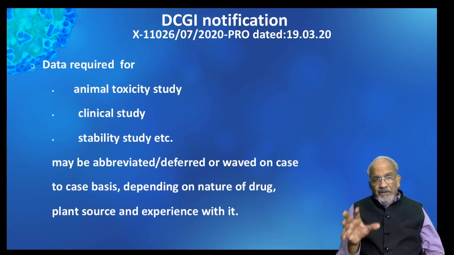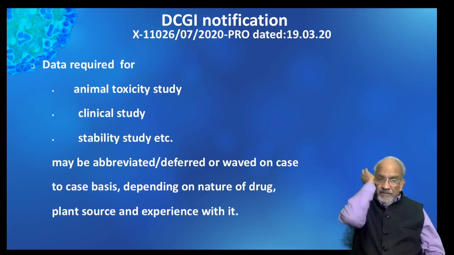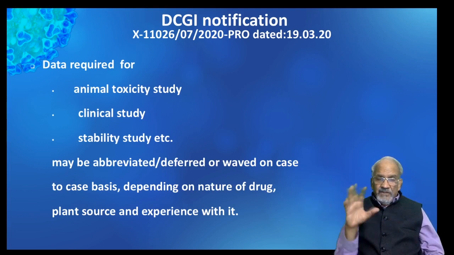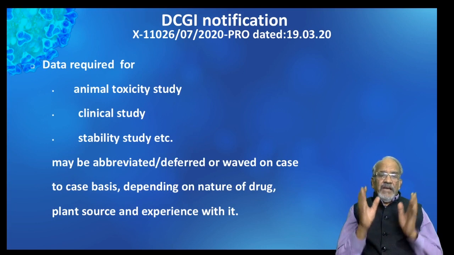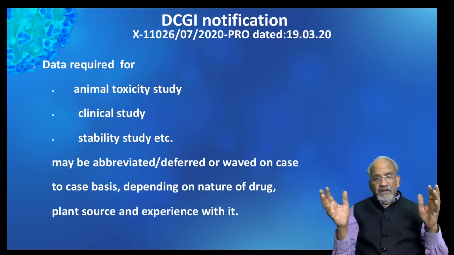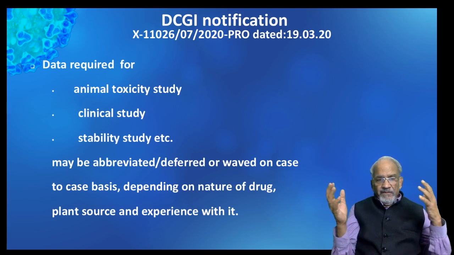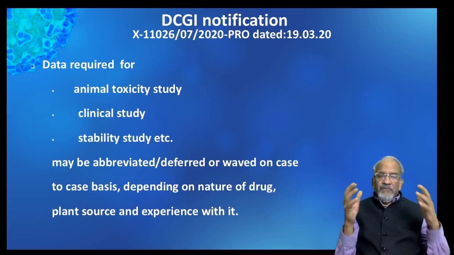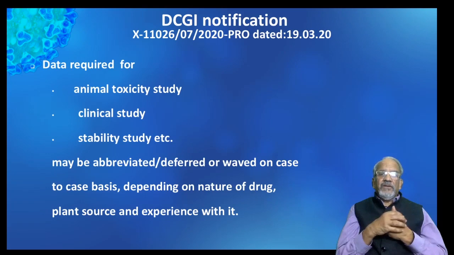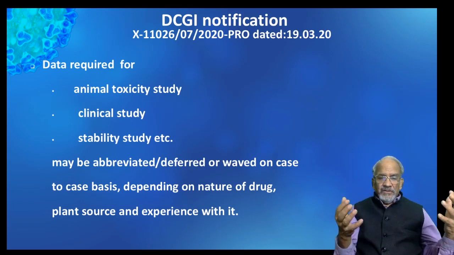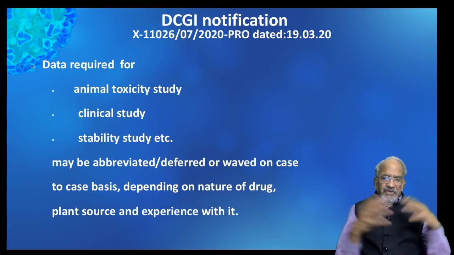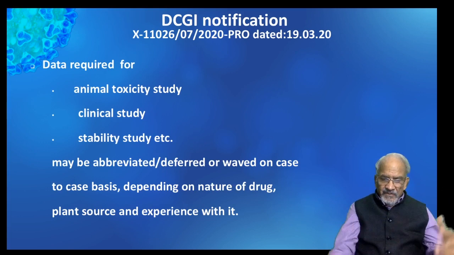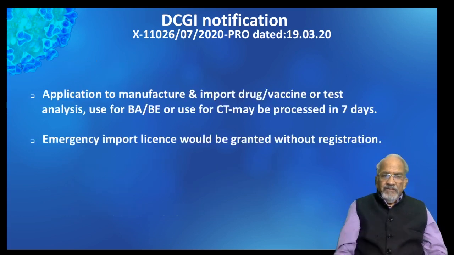The DCGI notification also says that the data required for animal toxicity study, clinical study, stability study, etc., on a case-to-case basis, can be abbreviated, even deferred, or even in some cases waived off. This is based on what type of drug it is, how much background knowledge of the drug you have, and what the plant source is. If the plant source is 100 or 1000 years old and we have sufficient real-life experience of it, then I think these things can be waived.